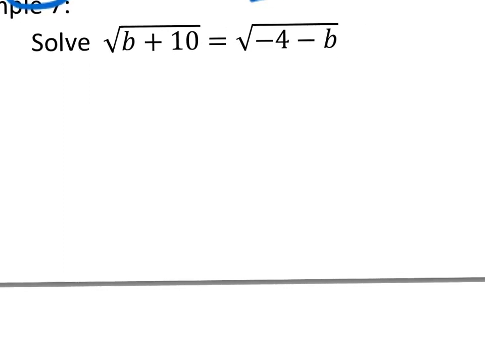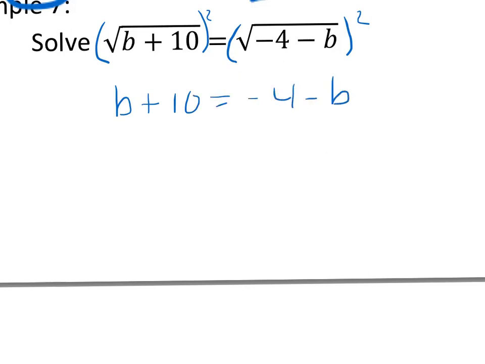And in doing so, we end up with b plus 10 equals negative 4 minus b. So we just have to solve for b. A couple more steps with this one then. All right, so we get our like terms together. So we add b to both sides, which gives us 2b plus 10 equals negative 4.